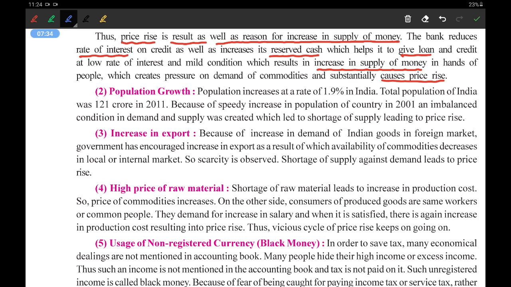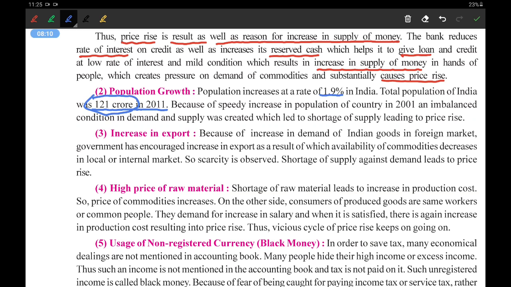One of the most important reasons is population growth. Population growth is the most important reason for price rise. Population increases at the rate of 1.9% in India. See, again 1.9% it is increasing. Total population of India was 121 crore in 2011. See, when the census was done last time in 2011, right? Next year the census will be done again. So the population was 121 crore. How much? 121 crore, and that is very very high.